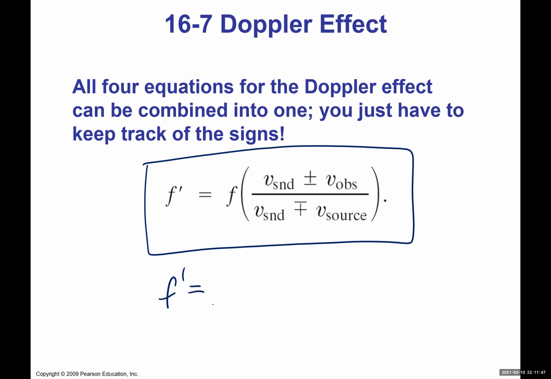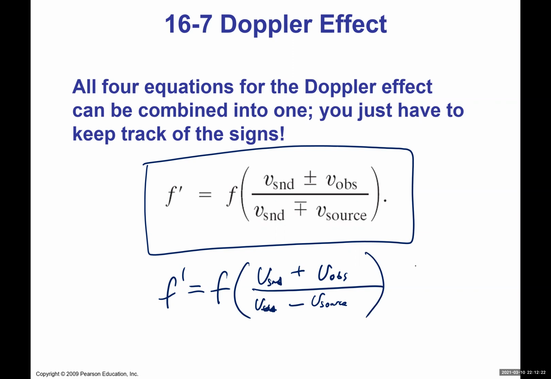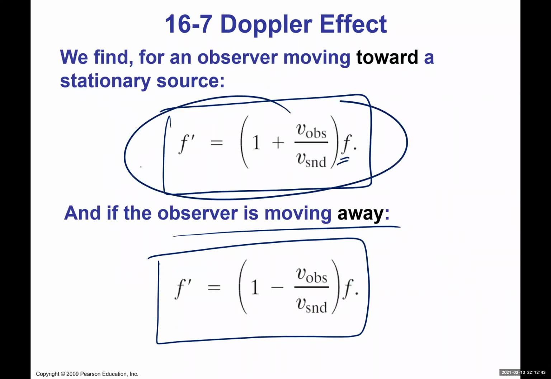So then F prime, which is the apparent frequency, equals the original frequency times V sound, the speed of sound, plus V absorber. This is plus if the absorber is moving toward the source. And then V sound minus V source. So think of it like this: this equation is for moving toward each other. That means, for example, if the source velocity is 0, then this term is 0, and then you basically have this equation right here.